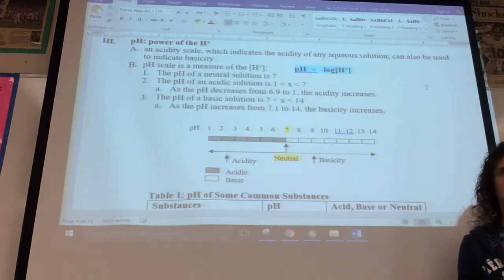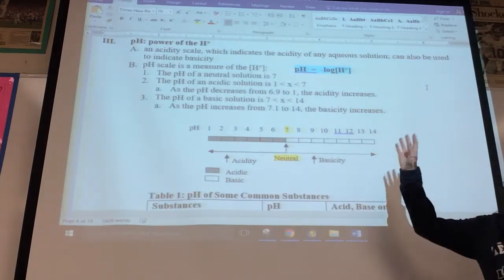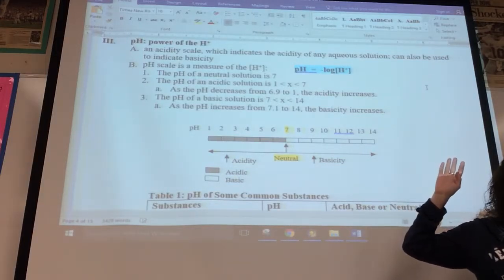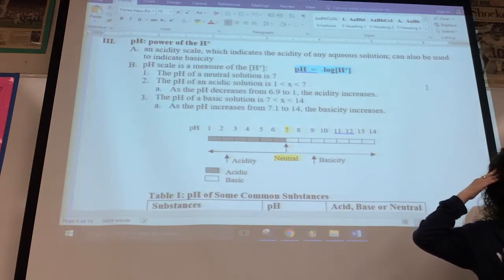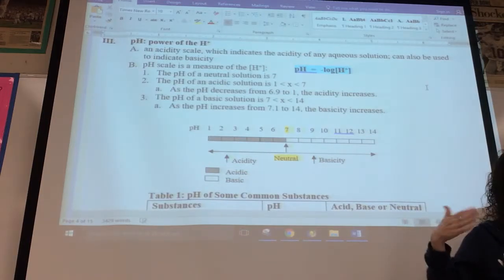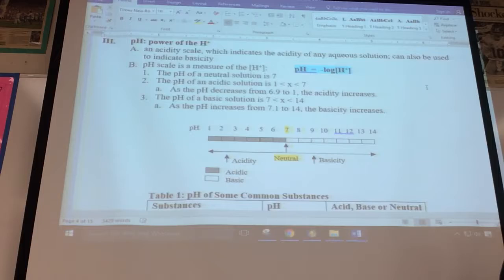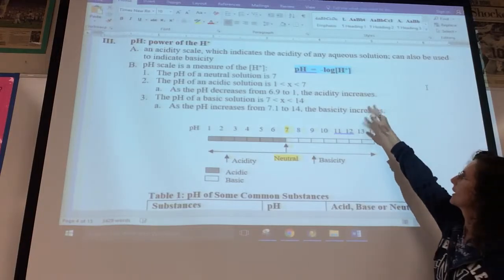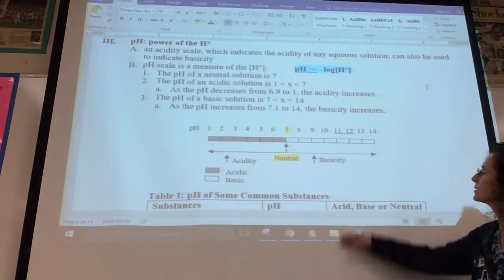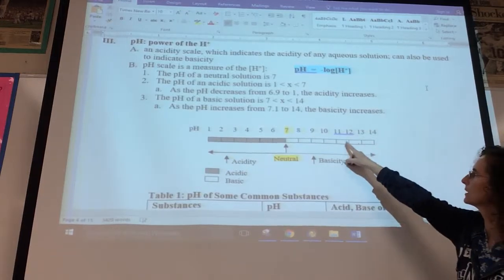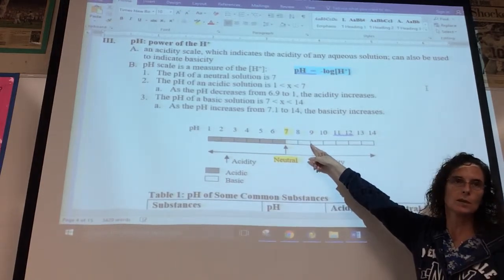But yes, base 10. But not like you need pre-calc or anything to do this. A lot of this you can do in your head, and at the AP level, you have to be able to do some of it in your head, and I'll show you some tricks this year, so when you see it again next year, you'll be good to go. In any event, everything I said before is right there. So a solution with a pH of 13 is more basic than a solution with a pH of 9.